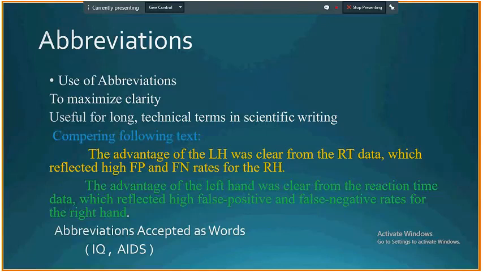Lastly, some abbreviations are used as words. One example, WHO, IQ, AIDS. This is accepted as a word. So it also helps us in using this type of abbreviation in any type of writing. I think this is the last one.